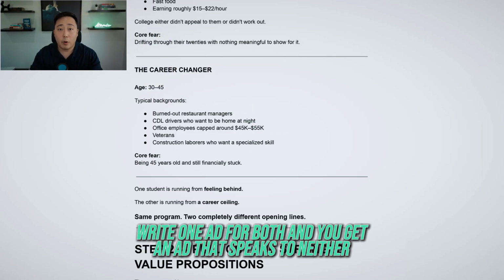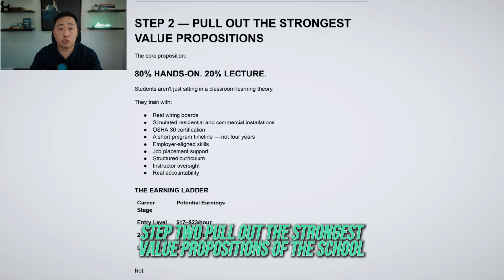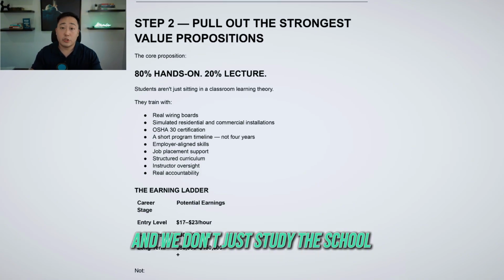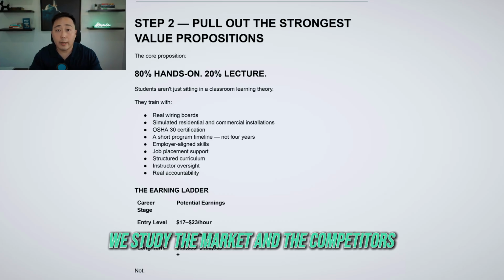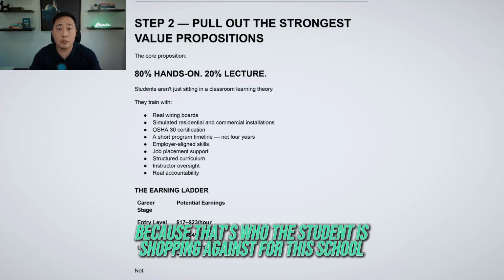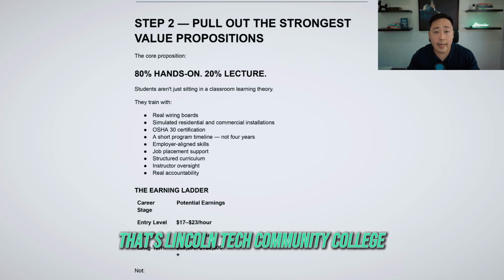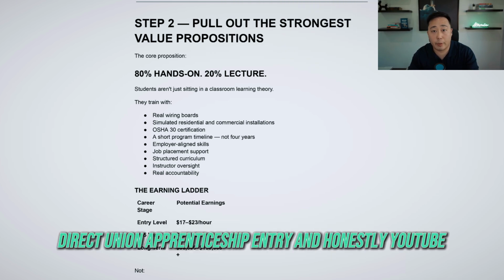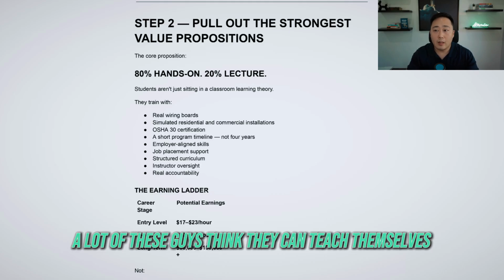Write one ad for both and you get an ad that speaks to neither. Step 2, pull out the strongest value propositions of the school. And we don't just study the school, we study the market and the competitors because that's who the student is shopping against. For this school, that's Lincoln Tech Community College, direct union apprenticeship entry. And honestly, YouTube. A lot of these guys think they can teach themselves.